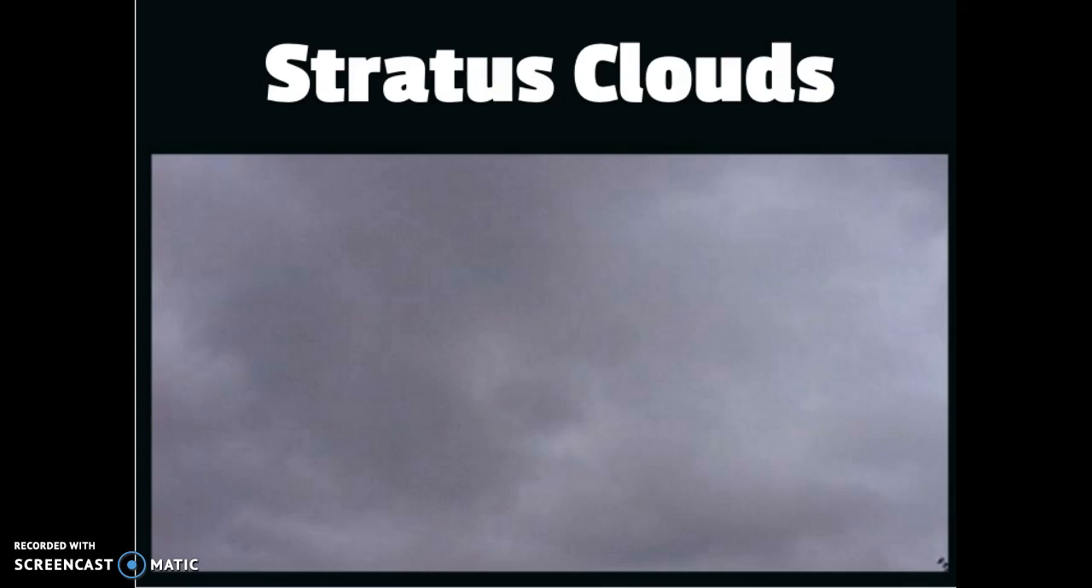Just looking at a gray wall, so they cover the entire sky? It's stretched out? Probably not going to bring nice weather. I know in the last class someone said, Mr. Bulls, when I see that, I think it's going to rain and drizzle. And a lot of the times you're probably correct. Let's take a look at stratus clouds.